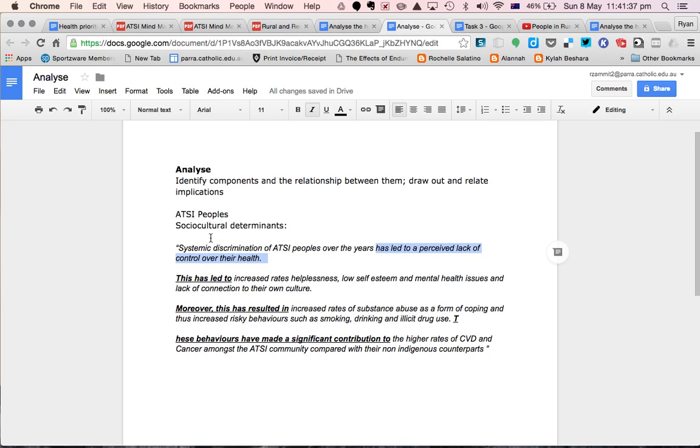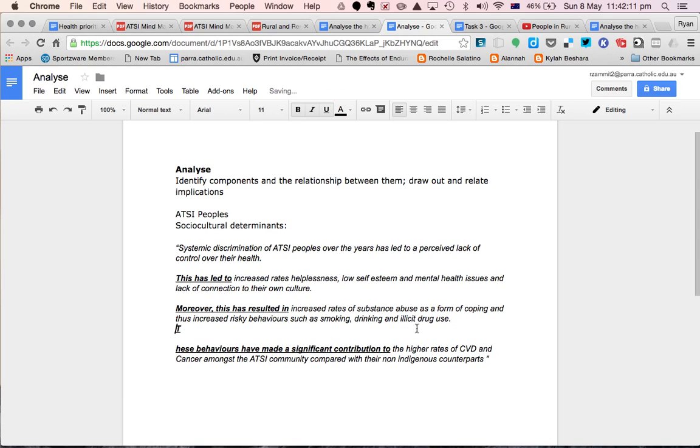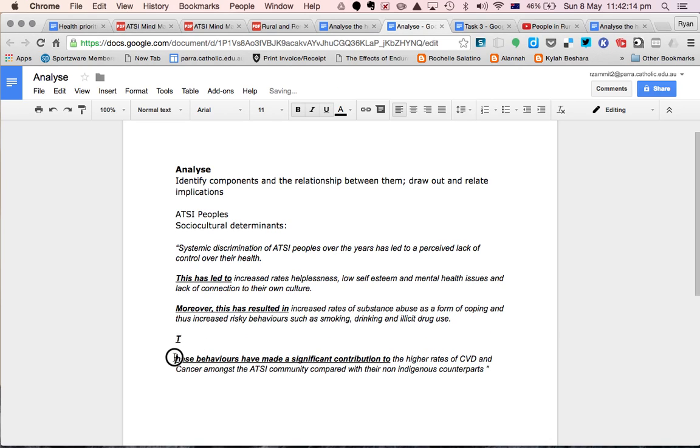So you can see there we've got component, and component, and there's a relationship between them. That's the kind of thing that we want you to do. And then where it says draw out and relate implications, you can see that if you use specific language, you can actually help the reader to identify your implications. You can see by saying this has led to, or moreover this has resulted in, or these behaviours have made a significant contribution to.